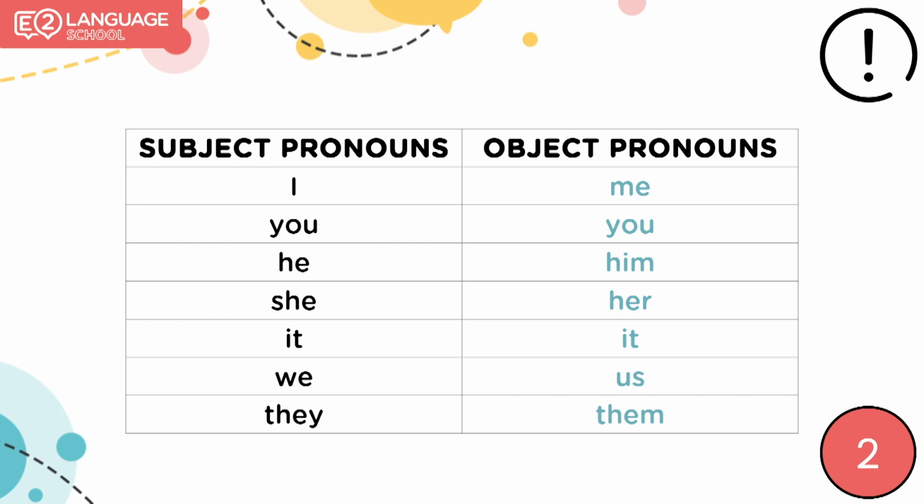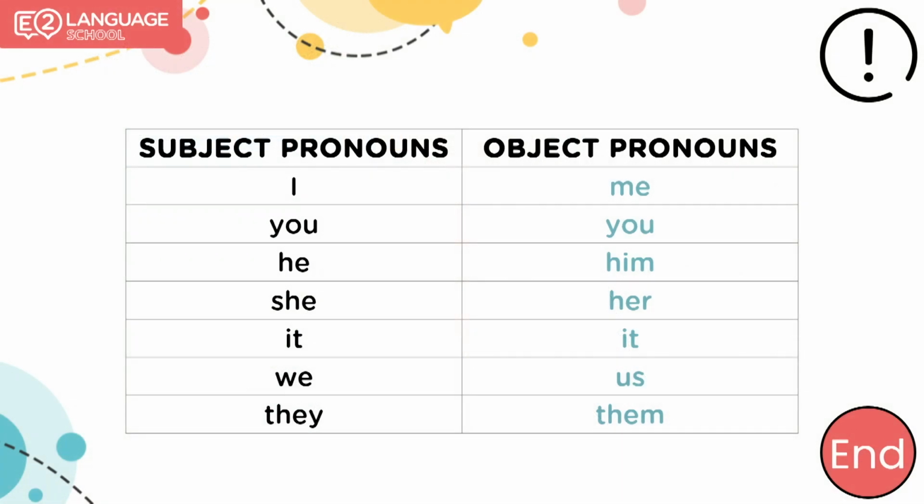Okay, so, interestingly, we can see that with the two types of pronouns, subject and object, some of them are similar. So you is the subject pronoun and you is also the object pronoun. It's the same with it. It, subject pronoun, it, object pronoun. However, the others are different. I and me, they and them, she, her, he, him.